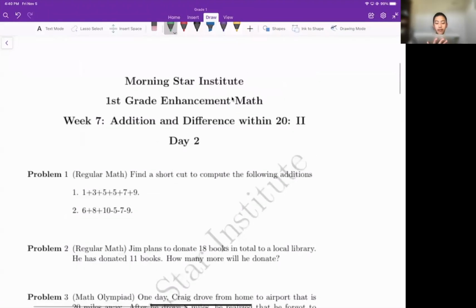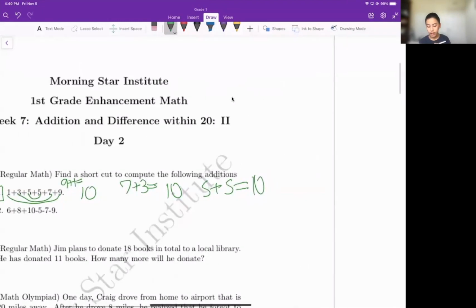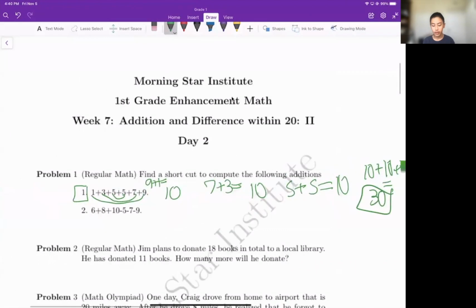So for problem 1, it says find a shortcut to compute the following additions. The first question is pretty easy. You just have to find the pattern. 9 plus 1 equals 10. And then 7 plus 3 also equals 10. And 5 plus 5 also equals 10. So it's basically 10 plus 10 plus 10 equals 30. So 30 is the answer for question 1.